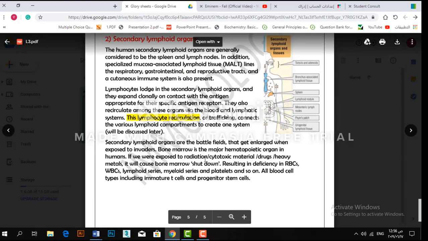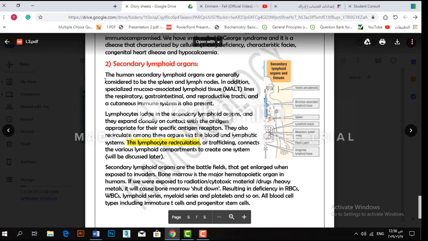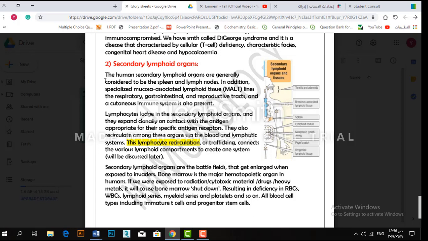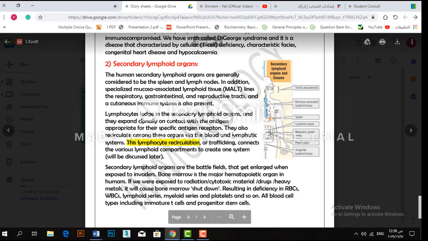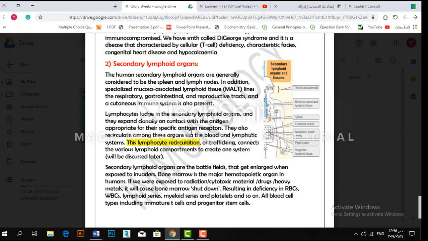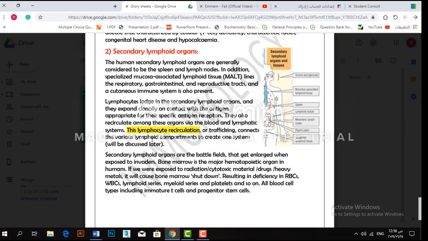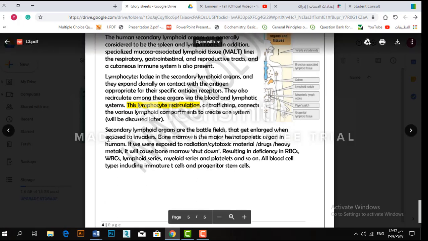So we are done, but let's review the last page. If we said the secondary lymphoid organs are considered to be the spleen, lymph nodes, and mucosa-associated lymphoid tissue that lines the respiratory tract, gastrointestinal tract, and reproductive tracts, and the cutaneous immune system is also present in the skin. We said that lymphocytes stay in the secondary lymphoid organs and they expand when they come in contact with the antigen appropriate for their specific antigen receptors. Now, they also recirculate among these organs via the blood and lymphatic vessels to create one system, the lymphatic system.